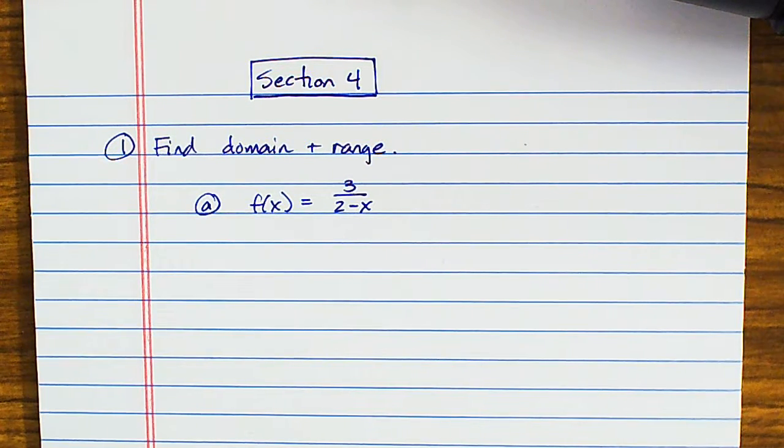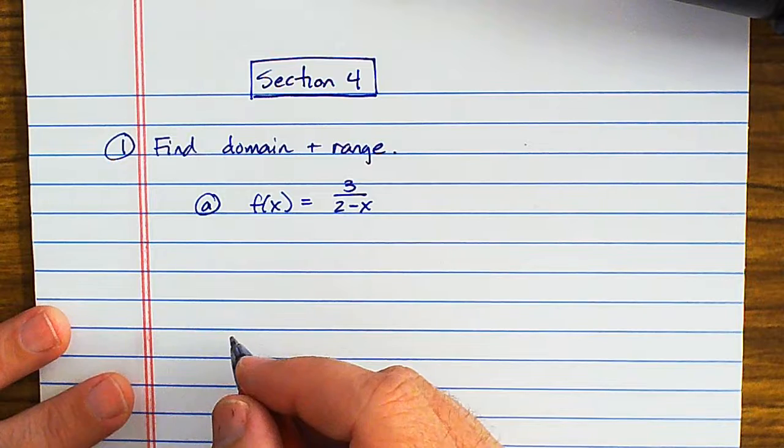All right, so we are back. Section 4. Section 4 talks about domain and range and inverse functions. So we're going to kind of knock that out. So here we go. Number 1 says find the domain and range, and we got 3 questions on this one.